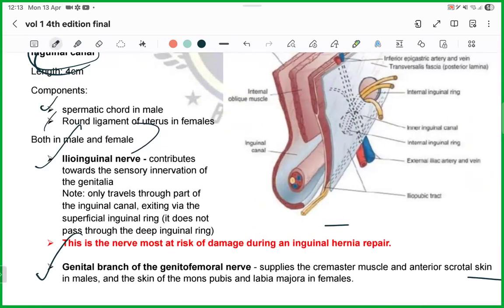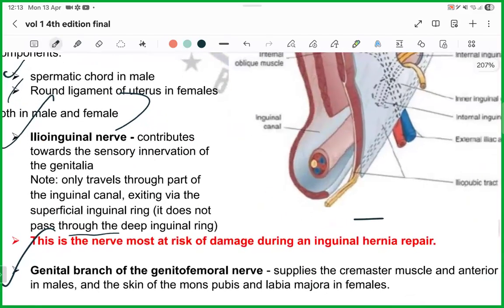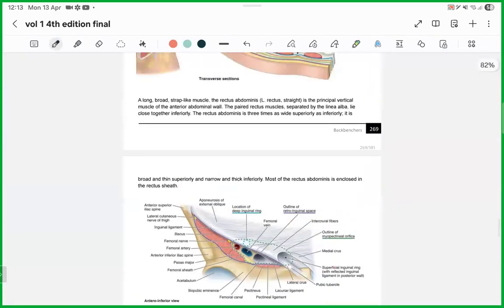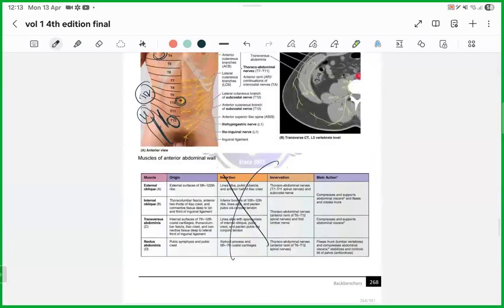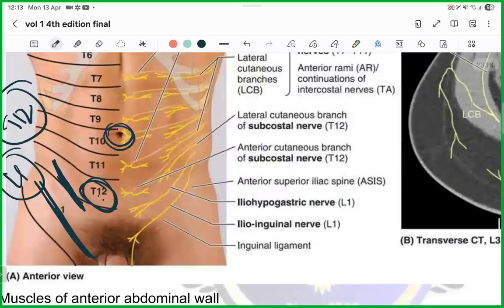They don't ask much here. The point you need to remember about the ilioinguinal nerve is, number one, it does not pass through the deep inguinal ring. It sits on the spermatic cord. Number two, the ilioinguinal nerve will come out through the lateral border of psoas major, and then it will go inside your inguinal canal.